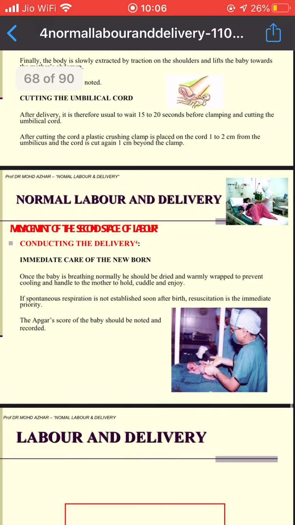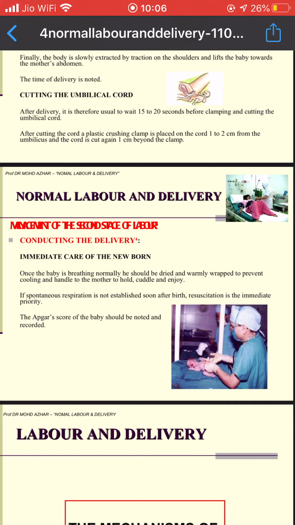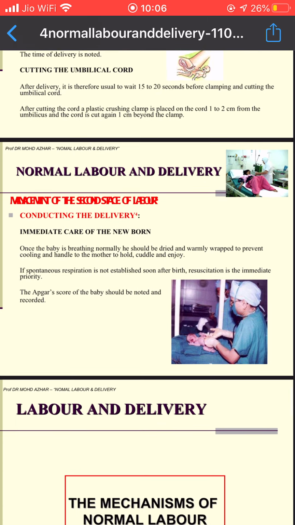Cutting the umbilical cord. After delivery, it is usual to wait for 15 to 20 seconds before clamping and cutting the umbilical cord. After cutting the cord, a plastic crushing clamp is placed on the cord 1 to 2 centimeters from the umbilicus, and the cord is cut again 1 centimeter beyond the clamp.